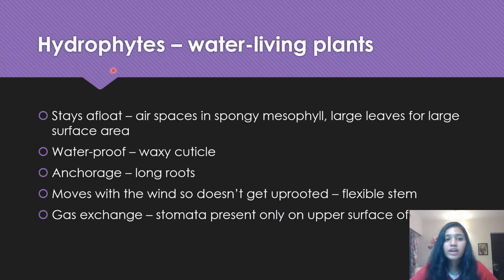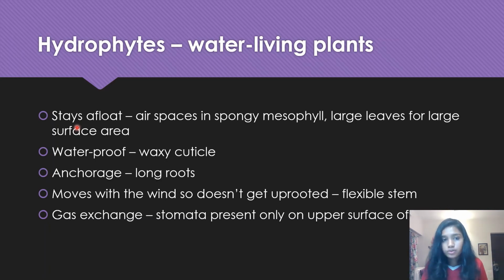Now, hydrophytes, water-living plants. So they stay afloat on the surface of water. How? Because they have large and many air spaces in their spongy mesophyll. If you don't remember what the spongy mesophyll is, it is the layer below the palisade layer in a leaf. Okay, it is where a certain amount of photosynthesis takes place. And also the leaves of hydrophytes are large, so they provide a large surface area so the plant can stay afloat like a lotus. Then how is the hydrophyte waterproof? It has a waxy cuticle.